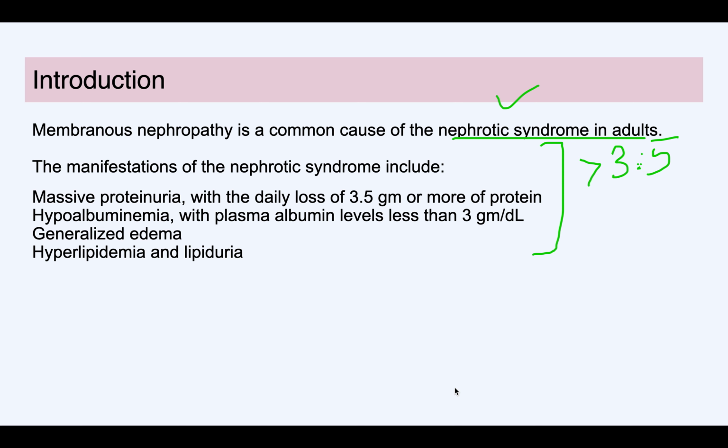and then hypoalbuminemia. Because of such loss of protein in the urine, there is hypoalbuminemia. Generalized edema is there because the serum protein is less, and there is hyperlipidemia and lipiduria because the body tries to produce more proteins and also produces lipids in that cycle. So these are the manifestations of nephrotic syndrome. All the diseases which fall under nephrotic syndrome will have these manifestations.